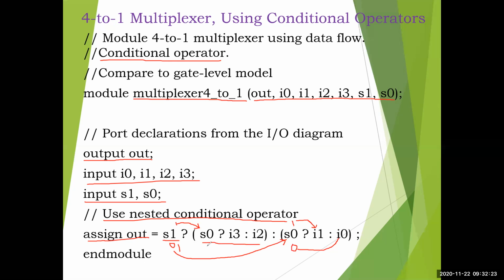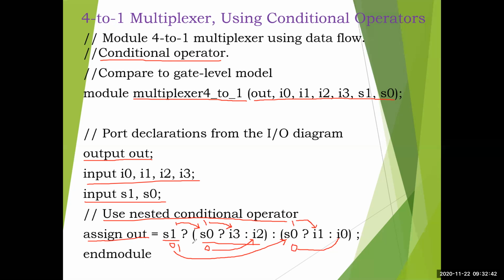So again here S0 will take two values, 0 and 1. So if it is 0, it means false expression, that is I2 will be selected, 1 0. Then S1 is 1 and S0 is 1 means I3 is selected. See here how concise and how beautifully we can write the 4:1 mux using the conditional operator.